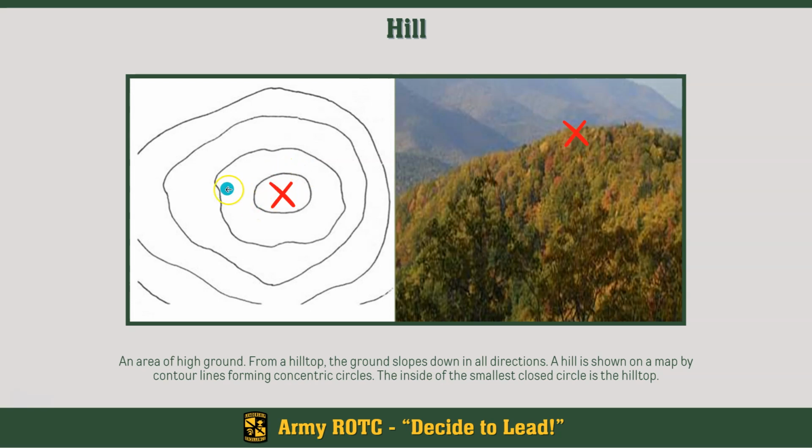And then all of these contour lines are showing a drop in elevation, which we'll talk more about in just a moment. But this is dropping off. So that's how those contour lines are used. So again, hilltop here, and everything is sloping down in all directions.